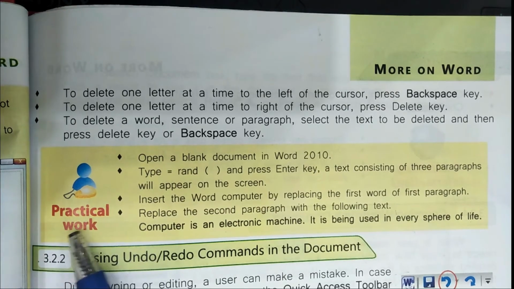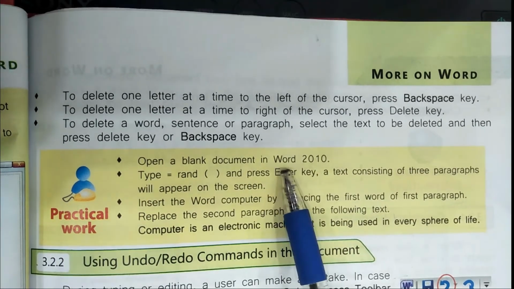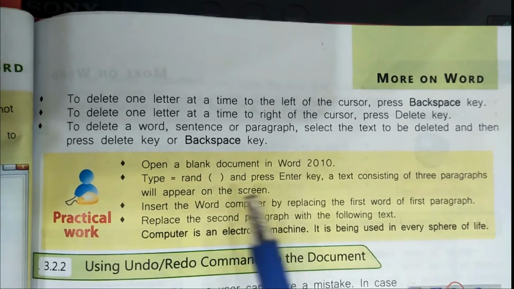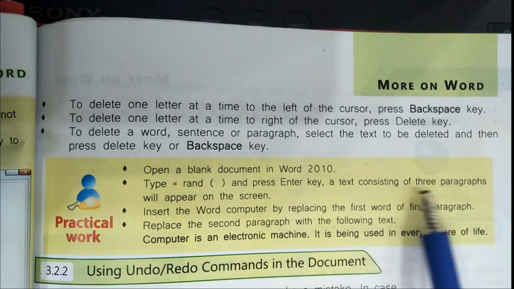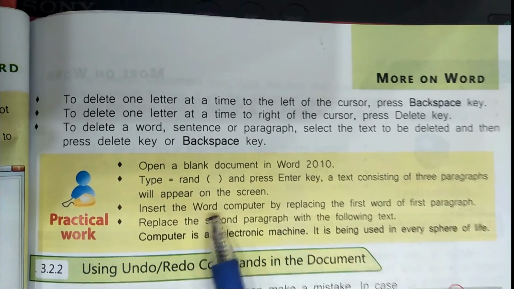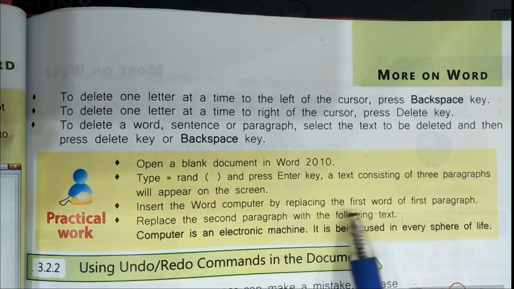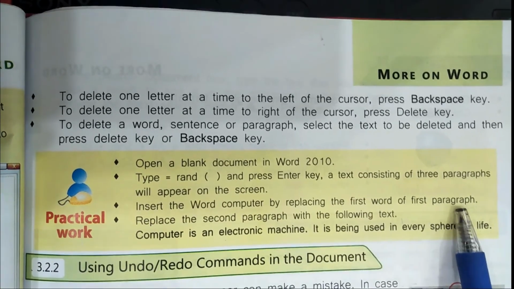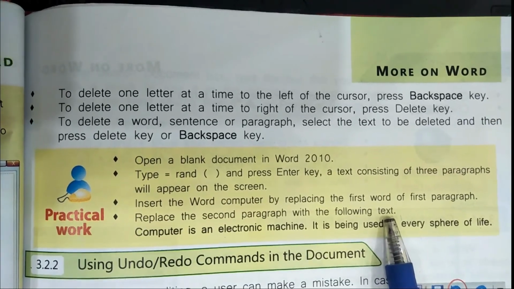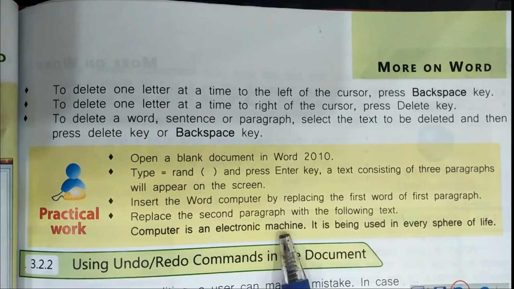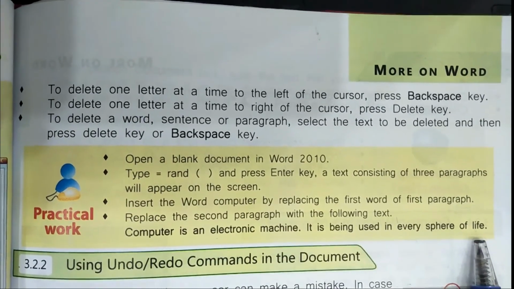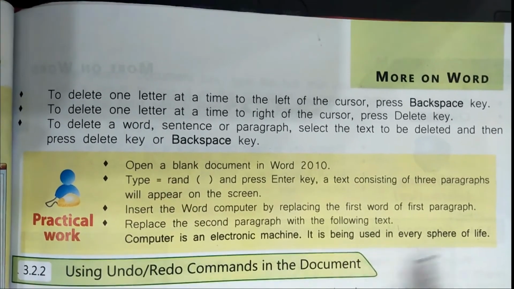Practical work. Open a blank document in Word 2010. Type is equal to rand round brackets and press enter key, a text consisting of 3 paragraphs will appear on the screen. Insert the word computer by replacing the first word of the first paragraph. Replace the second paragraph with the following text. Computer is an electronic machine. It is being used in every sphere of life. Now we will do this practical.